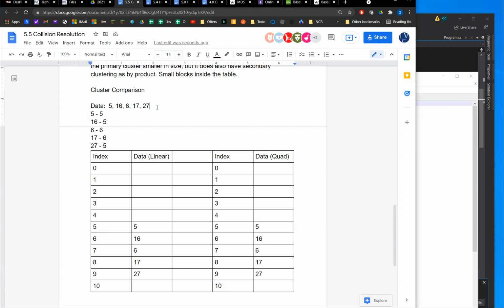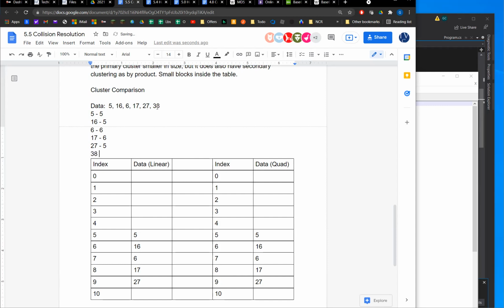Let's add some more data. Who's next? 38. 38 also wants to go to 5. With our linear probe, our cluster gets bigger. Here, with quadratic, it goes the opposite direction. 38 ends up over here. All right, so it keeps a little bit of space. Things will start popping over here more.